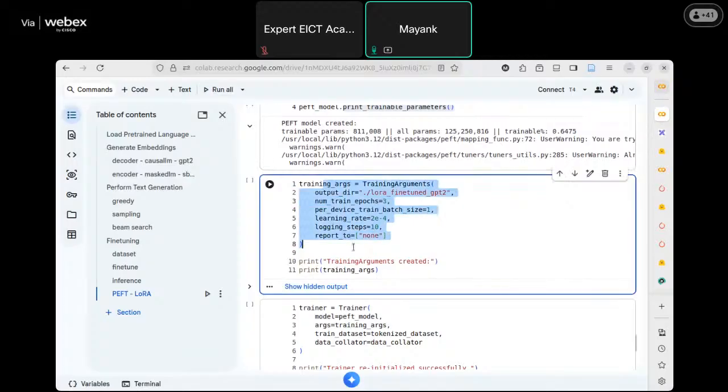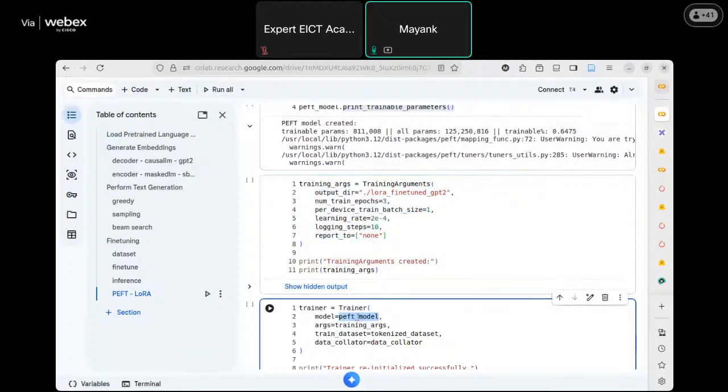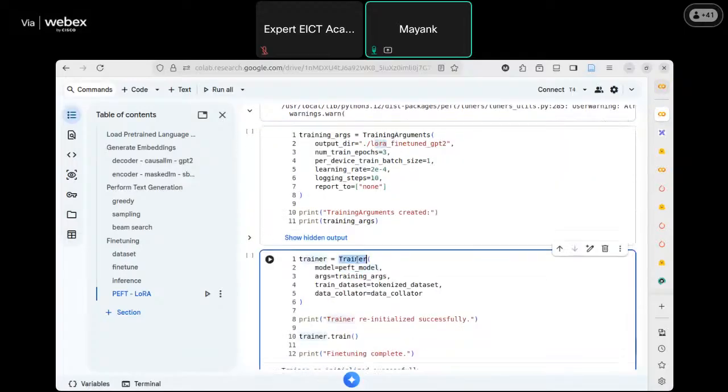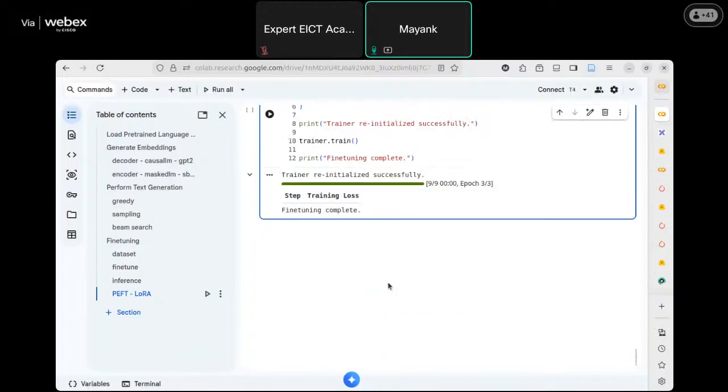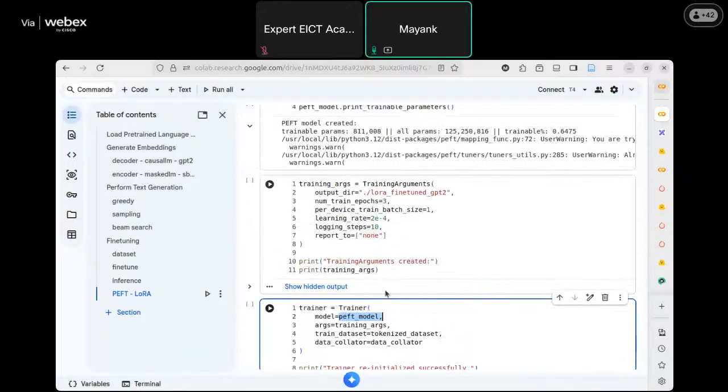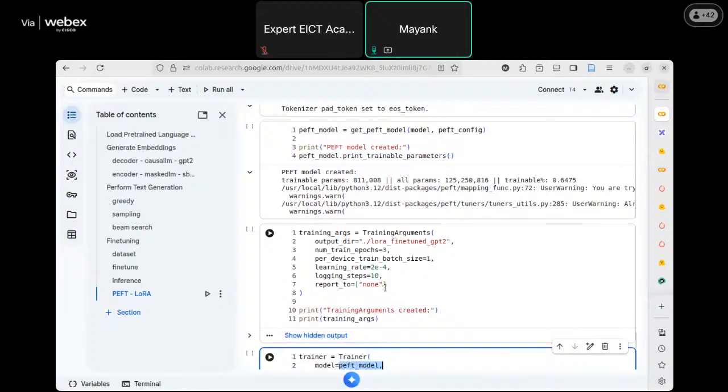And then you train it simply, rather than the model, you give it a PEFT model. That's it. In the arguments everything is same, just this name is different. I'm saving it to a different directory, and then I'm calling the trainer with the PEFT model this time instead. Rather than a simple model, I'm calling it a PEFT model. Okay. So yeah, that was it about PEFT.